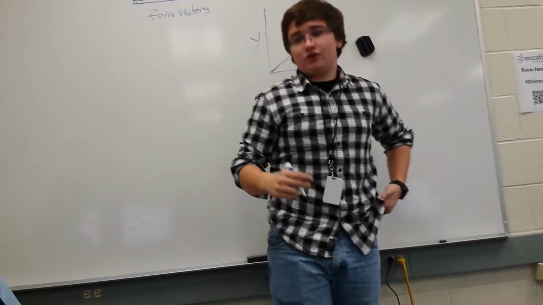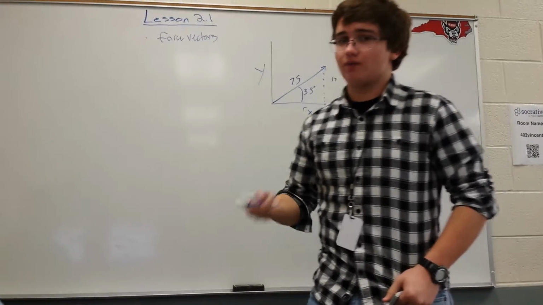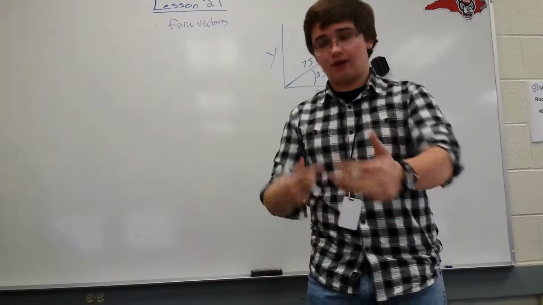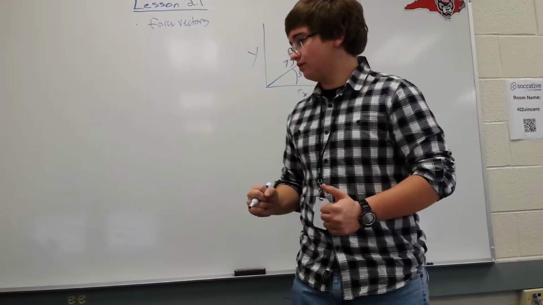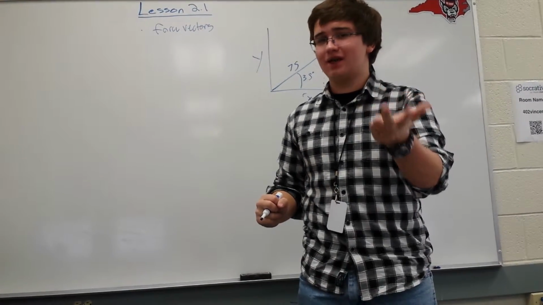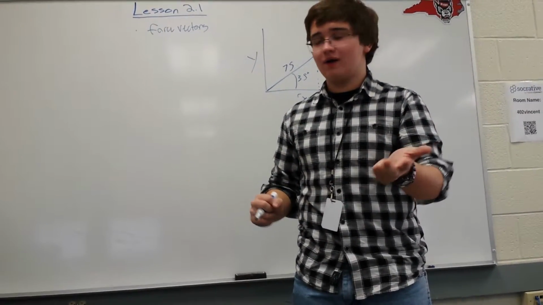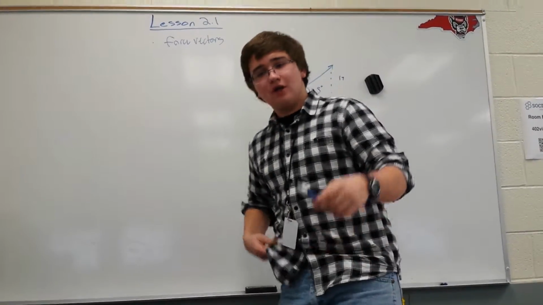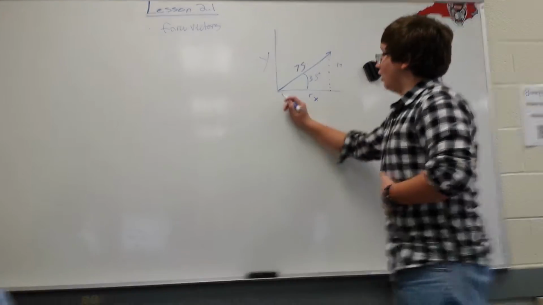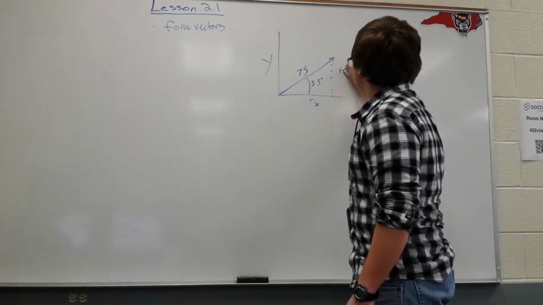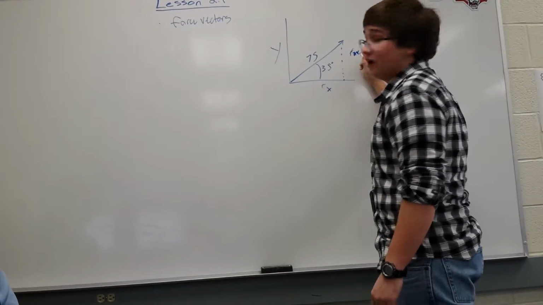So you're going to use SOH CAH TOA, right? Sine is opposite over hypotenuse, cosine is adjacent over hypotenuse, and tangent is opposite over adjacent. Cosine is adjacent over hypotenuse. So we're going to talk about cosine to find Fx.